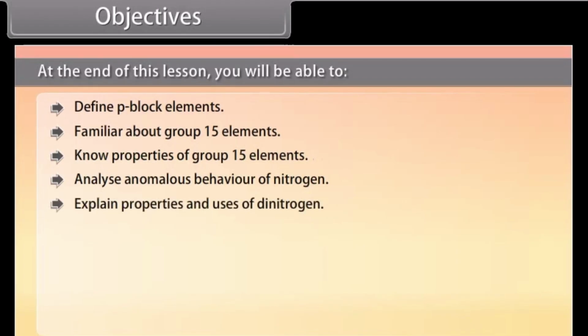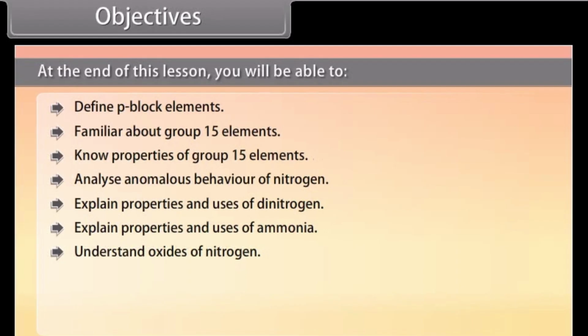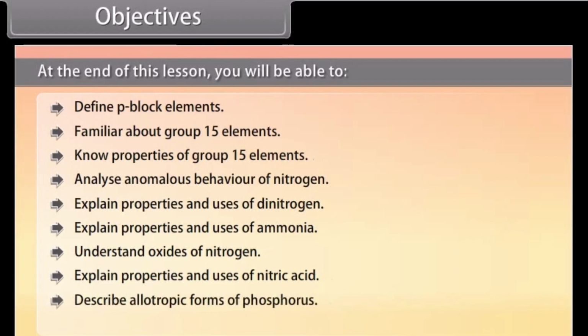explain properties and uses of dinitrogen, explain properties and uses of ammonia, understand oxides of nitrogen, explain properties and uses of nitric acid, describe allotropic forms of phosphorus, explain halides and oxides of phosphorus.